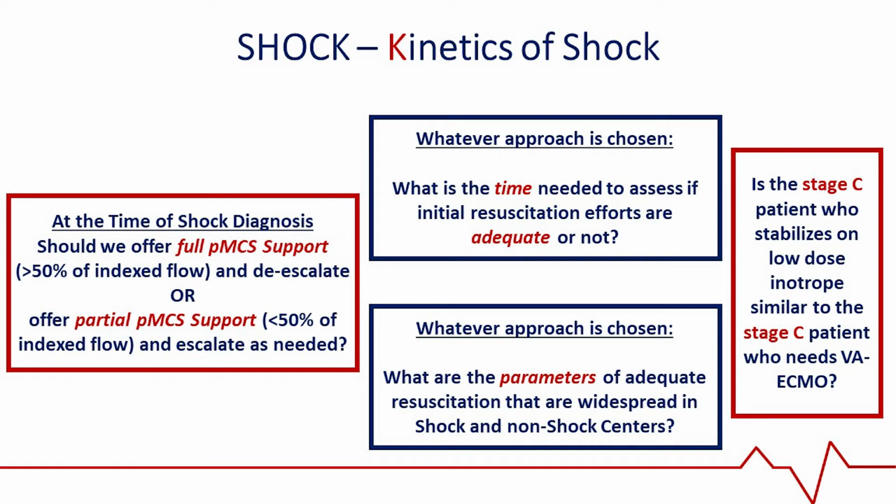And talking about markers alluded to yesterday and to be discussed later today: what are the parameters of adequate resuscitation? Are we looking at SvO2? Are we looking at lactate? Are we looking at blood pressure? What are we looking at? And then the critical question when we get the patient to a shock center: is a stage C patient who's stabilized on low-dose inotrope the same as a stage C patient who stabilizes on VA ECMO?